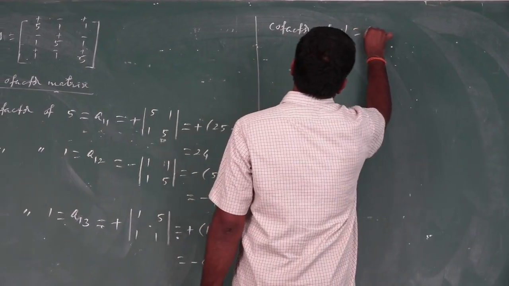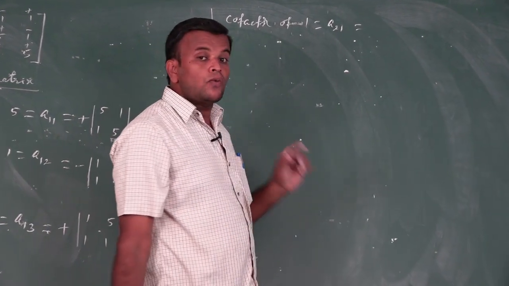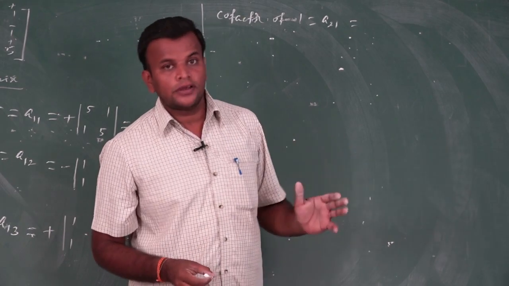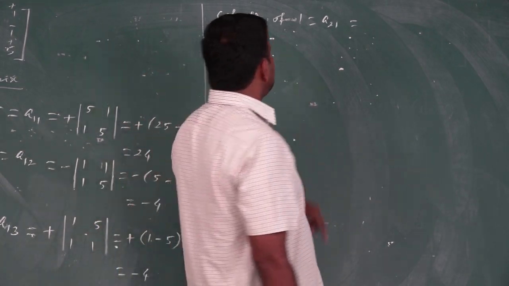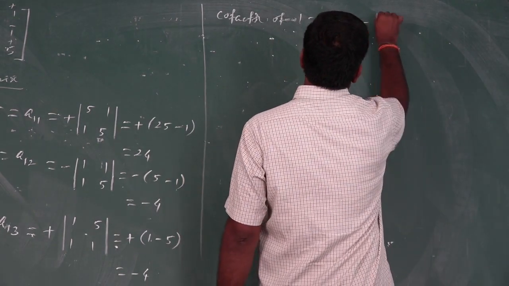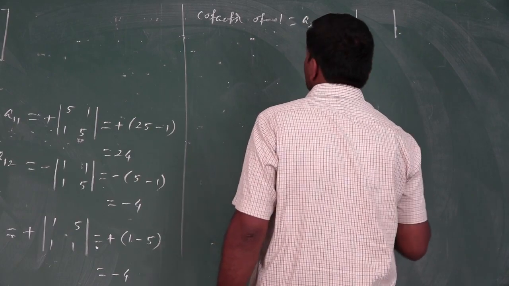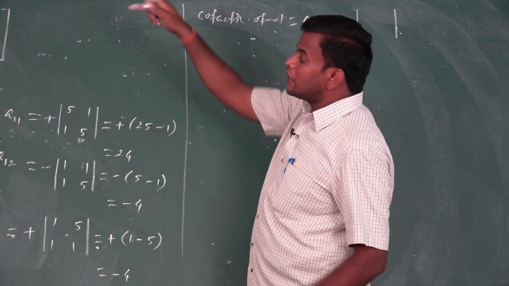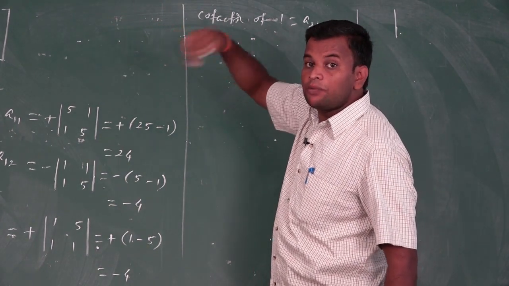Okay, so the cofactor of, again, 1, whose place value is A21. A21 means second row, first column. What is the sign of this element? A21 has the value minus. So I put minus. In the same manner, we leave the row and column the number occurs in. So it occurs in the second row and first column.